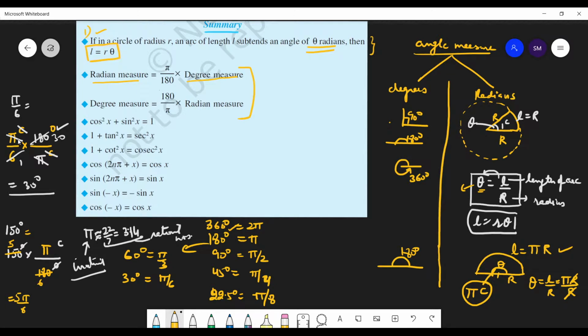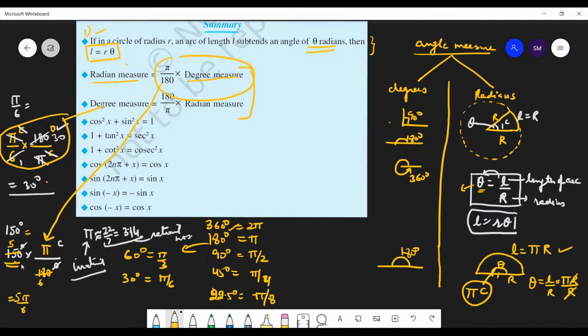So here also I'm doing the same thing. See, radian measure equals pi upon 180 into degree measure. This is what I have written over here. It's the same thing. Degree measure multiplied by pi upon 180, if I want the answer in radians. And if I want the answer in degrees, then it's the same thing: radian measure multiplied by 180 upon pi. But you might get confused with this formula. This is very logical. We call it the chain rule.